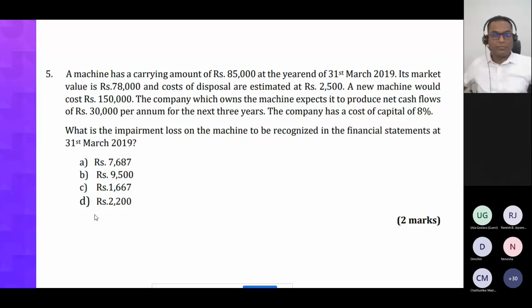Okay, look at this question. Question number 5. Read the question. Machinery has a carrying amount of 85,000 rupees at the year end. What is the year end? 31st March 2019. Its market value is 78,000 rupees and cost of disposal is estimated to be 2,500 rupees.